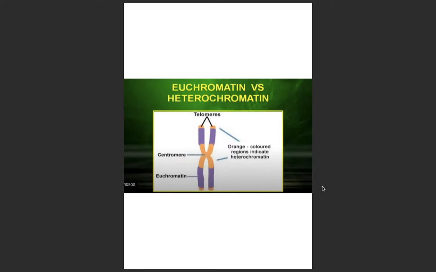And for euchromatin versus heterochromatin, you can see in this structure the orange colored regions indicate the heterochromatin, which is the tightly packed structure and is stained darker as compared to the euchromatin region. The euchromatin region is shown by the purple colored strand here, and in between there is a centromere. In this way, you can see that the packaging of DNA is going on inside a eukaryotic and prokaryotic cell.